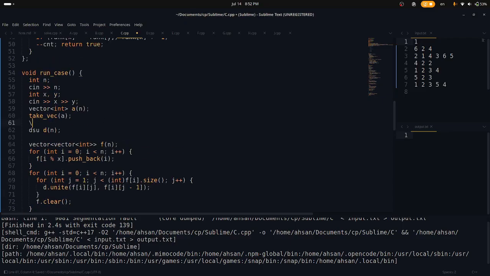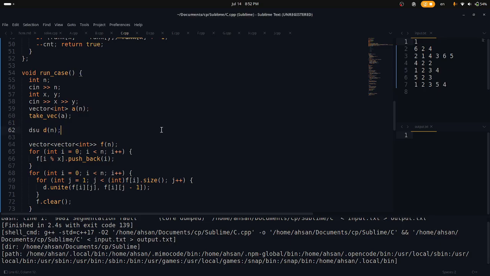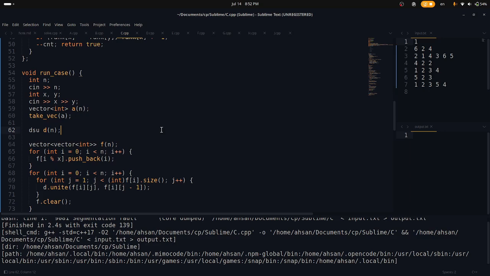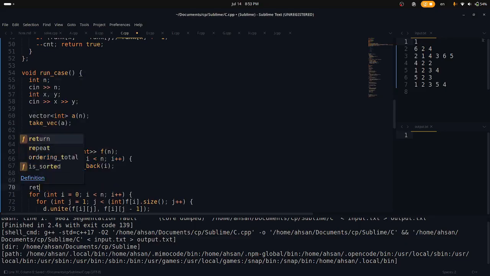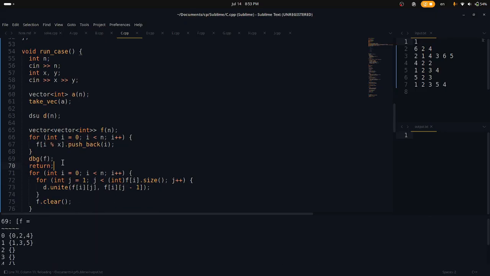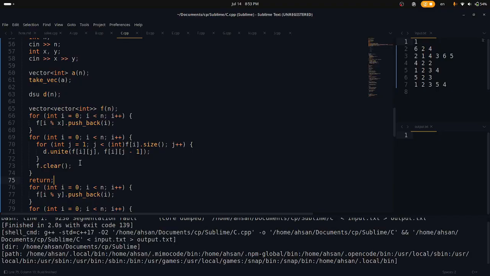Not sure where the issue is. X plus y is less than x, so definitely that is y. Okay. So first I just want to see this. Right. If it's okay after this, no.